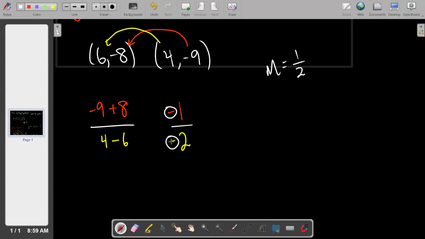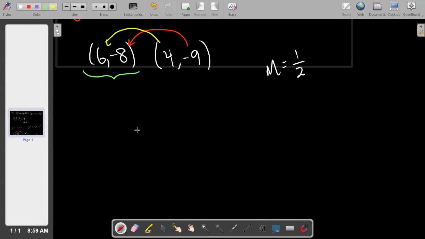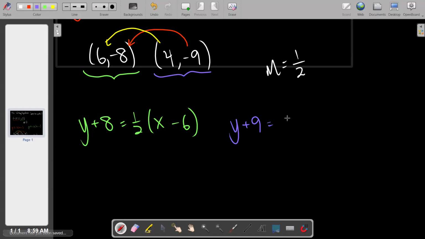And at this point, again, freedom of choice kicks in, and we just have to ask ourselves, which point do we like better? If you like the green point better, what's your equation? y plus 8 equals 1/2 of x minus 6. Nice job. And if you like the purple point better, what's your equation? y plus 9 equals 1/2 of x minus 4. That's it. Okay.